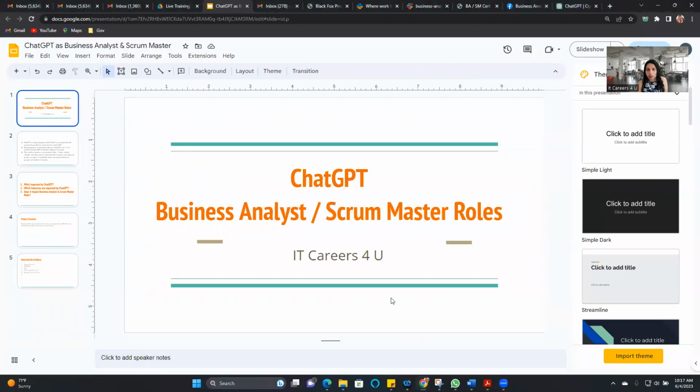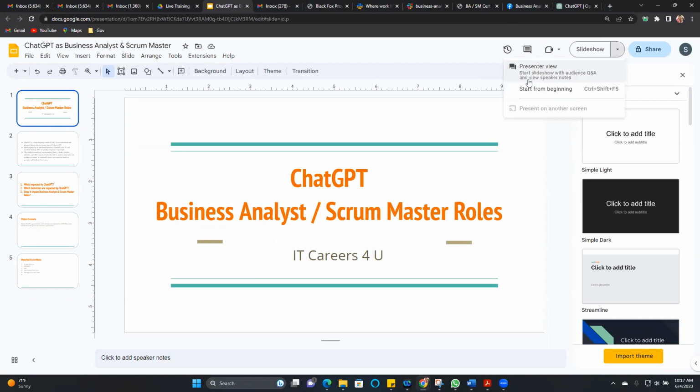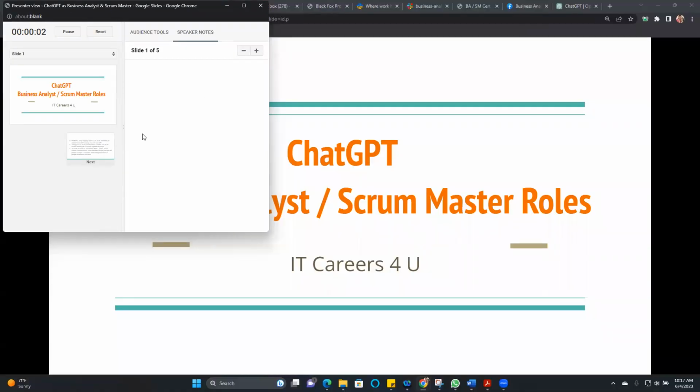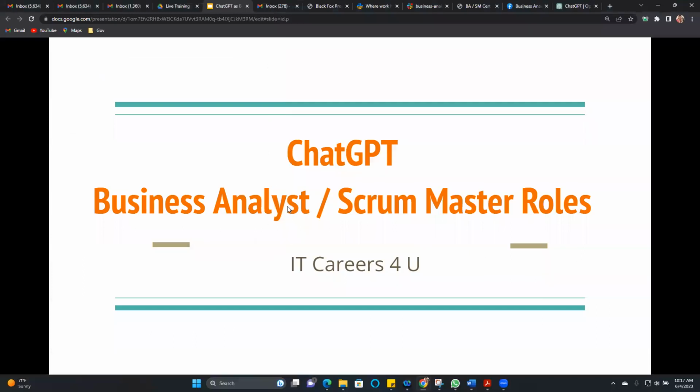All right, so these are the slides that I've put together. Let me present these to you. All right, so ChatGPT for business analyst and Scrum Master roles, what is it, right? What is this tool that has disrupted a lot of organizations, a lot of roles? We're seeing lots of layoffs as well. I can't entirely say that it's because of ChatGPT, but there are many areas where ChatGPT has proven to be a lot more successful than others.